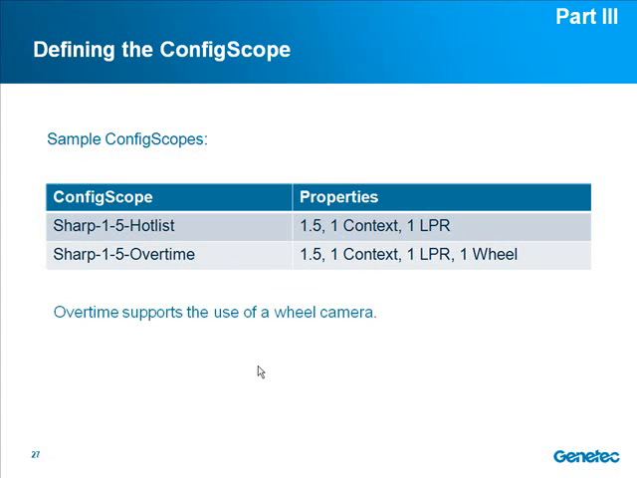The main difference we can see between the two is that the overtime config scope supports the use of a wheel camera, which is used to verify the position of the car. If you try to use the Sharp 1.5 hotlist config scope when doing overtime checking, you won't have an option to view and record the wheel camera. There are many other options to support the type of Sharp system and use, including support for NTSC and PAL, and high-resolution context cameras. As I mentioned, that will all be covered in the document we'll have available on the Genetec Technical Assistance portal.